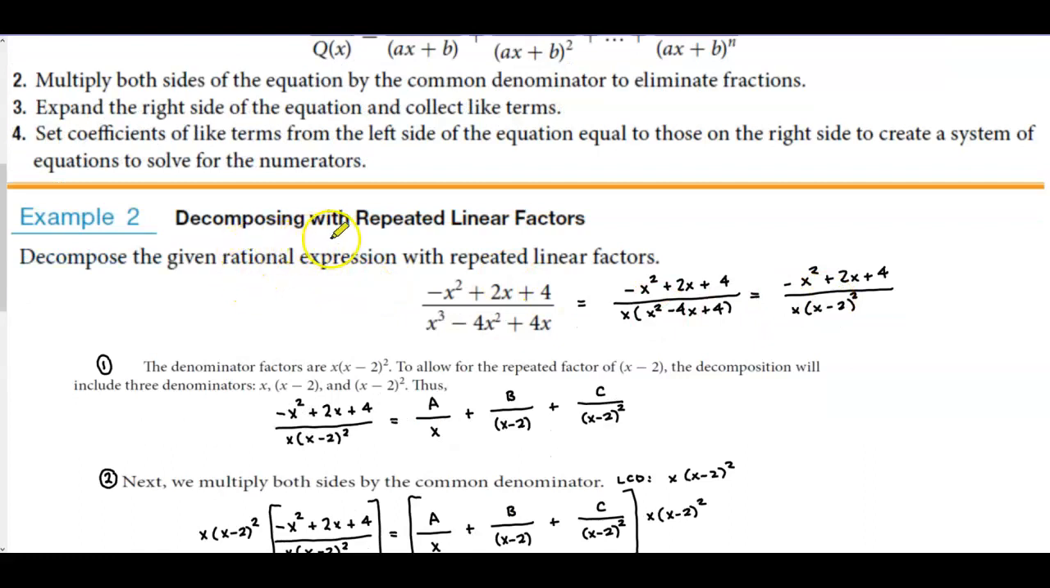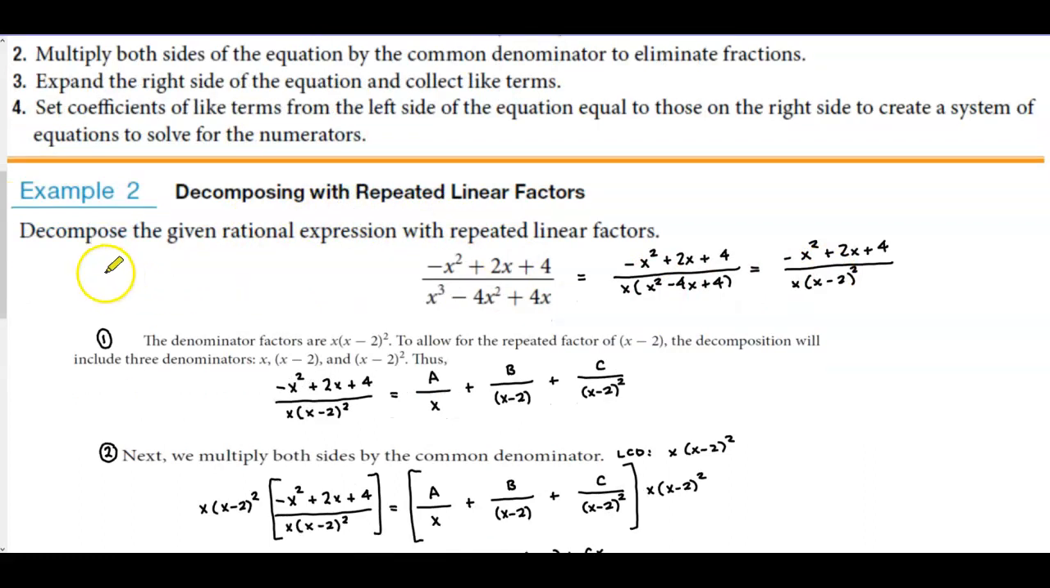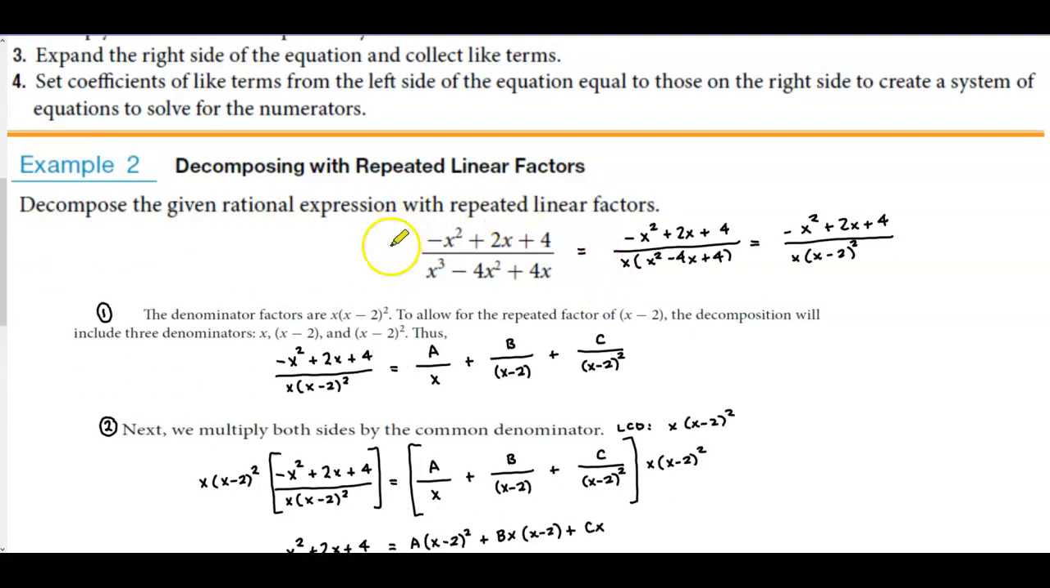Example 2, we're decomposing with repeated linear factors. So we're going to decompose the given rational expression with repeated linear factors. So the first thing we want to do is, if we look at this denominator, we need to factor it so that we can then see the repeated linear factors. Now the numerator we can keep the same. So the next step, what I do is I can factor out an x. When I factor out an x, what I'm left with is x squared minus 4x plus 4. And when we factor that, we get x times x minus 2 squared, which is a repeated linear factor.